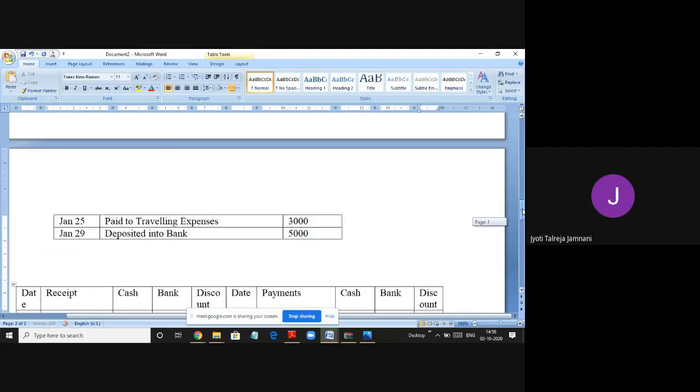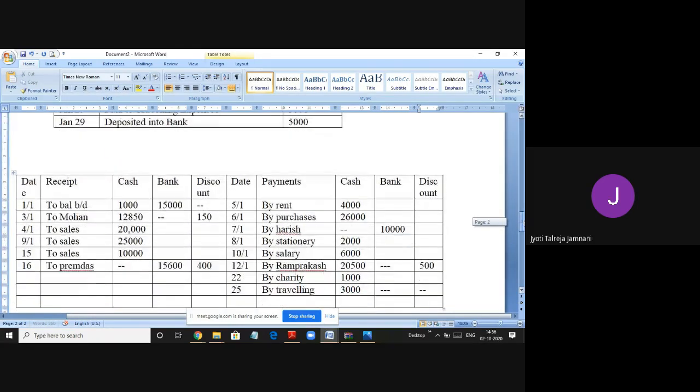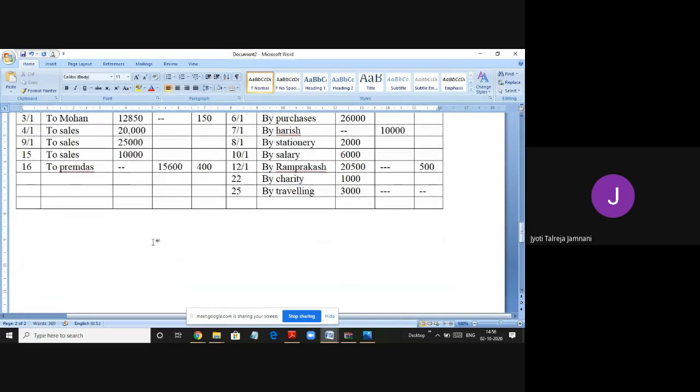Okay, the next one, the last entry, which is very important, that is 29 Jan entry, deposited into bank 5,000. So what we will do here, I'll first show you the journal of it and then I'll take you to the cash book. When you deposit into bank, you deposit cash. And who is receiving? The banker is receiving. So debit the receiver. So entry will be bank account debit to what you're depositing, what is going out, cash is going out. So we have to do bank account debit to cash.